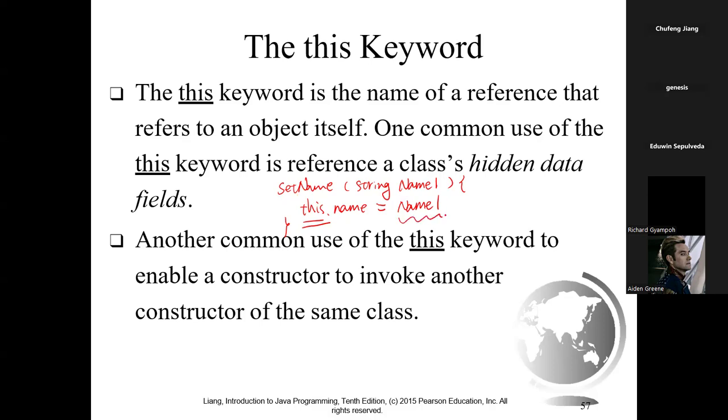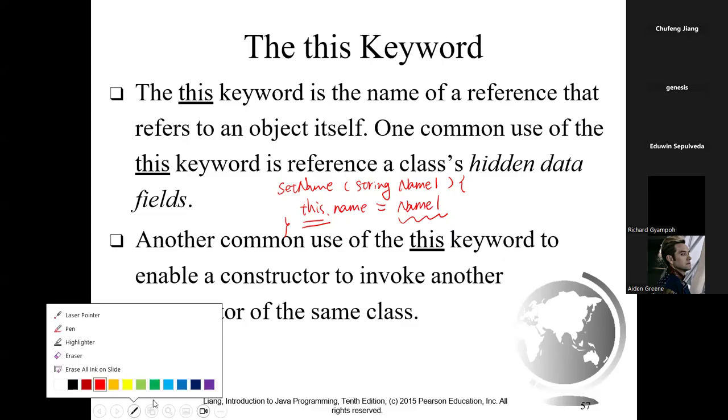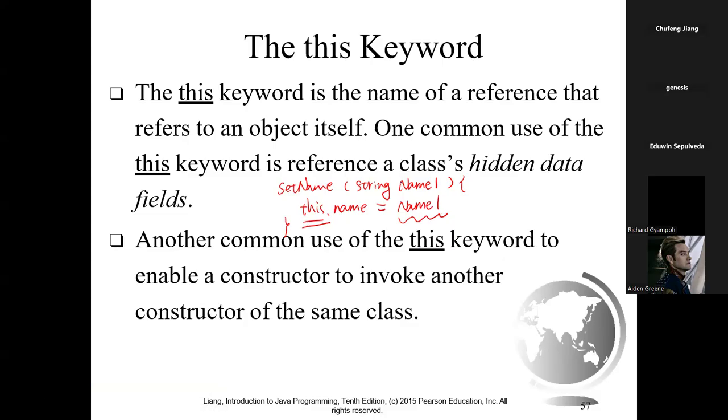And name1 is something we pass by value or by reference. We can say it is taken as, for example, Alice. We set Alice to the name. And the name here is an attribute. This is a concrete name.